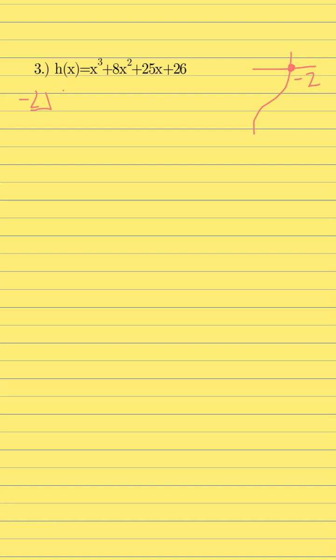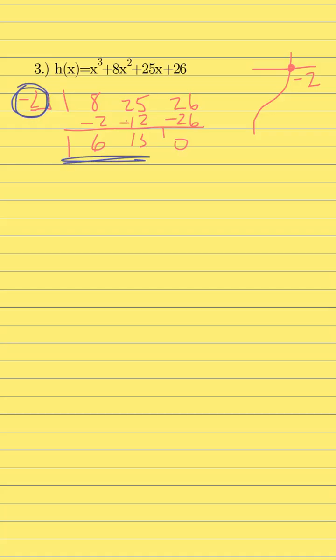Okay. So we're going to go with 1, 8, 25, and 26. Bring down the 1. 1 times -2 is -2. That makes 6. 6 times -2 is -12, which makes 13. 13 times -2 is -26, and there's 0. So when we're rewriting our h of x, we have our two factors. One of them comes from here, and one of them comes from here. So we can say that h of x, from that -2, has one factor of x plus 2.